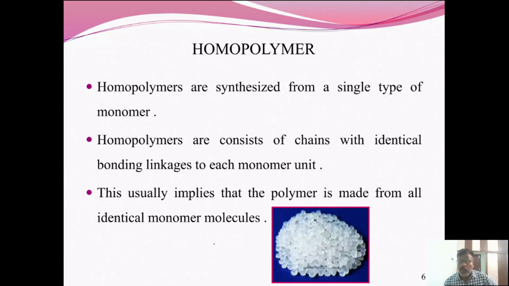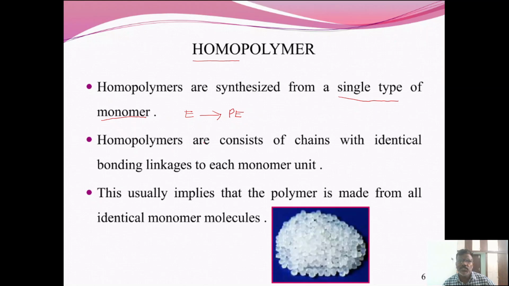Next, homopolymer. Homo means a single monomer. So the homopolymers are synthesized from a single type of monomer. It can be ethylene or any single type of monomer. This is very important. I just now said ethylene to polyethylene. Ethylene is the single monomer, and we get polyethylene. This polymer is called a homopolymer.